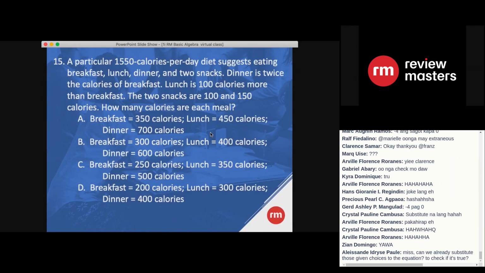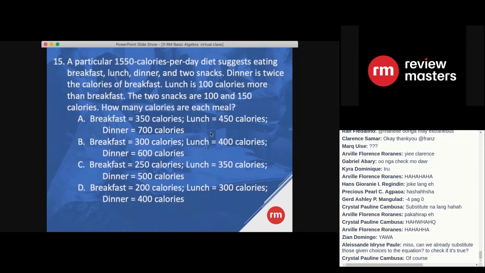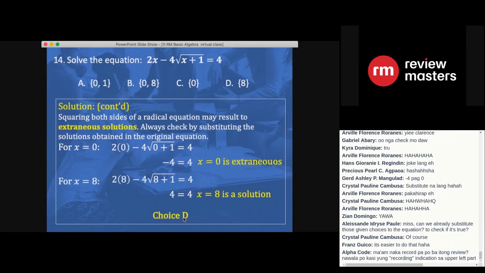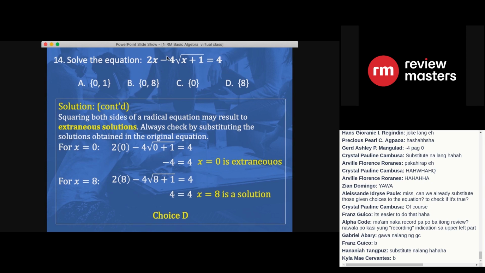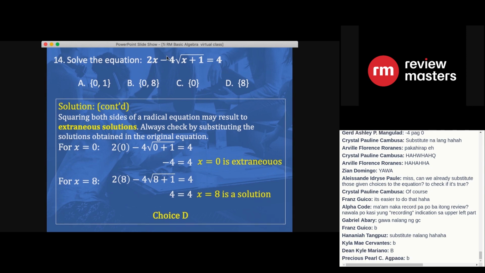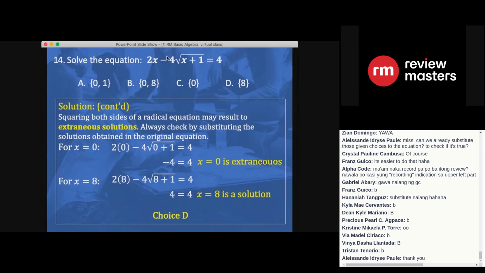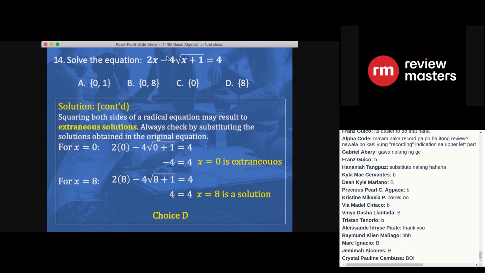Number 15. Can we substitute those given? Yes, you can. Actually, Alessandra, as in my previous comment, you can really substitute right away the 0, the 1, the 8 here in the given. And whichever becomes true, whichever satisfies the solution, that will be the answer.